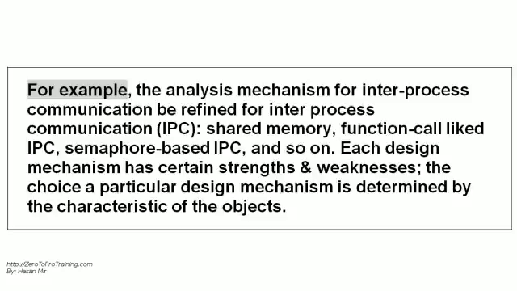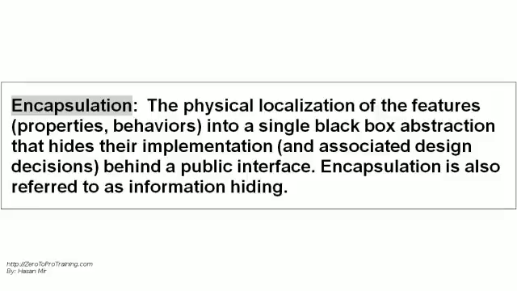Each design mechanism has certain strengths and weaknesses. The choice of a particular design mechanism is determined by the characteristics of the objects. Next, encapsulation. The physical localization of features, properties, and behaviors into a single black box abstraction that hides their implementation, and associated design decisions, behind a public interface. Encapsulation is also referred to as information hiding.